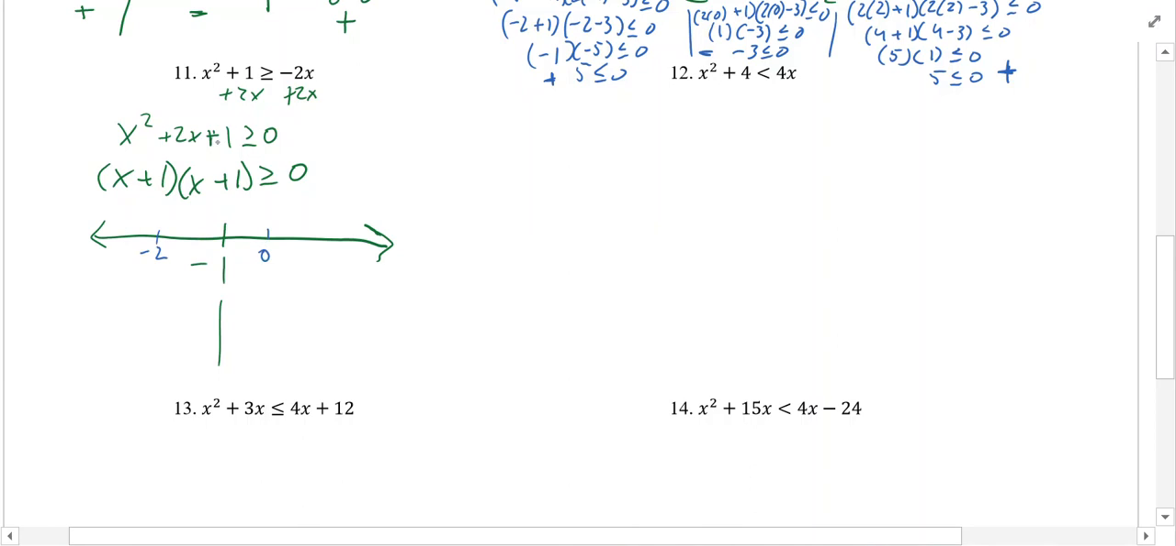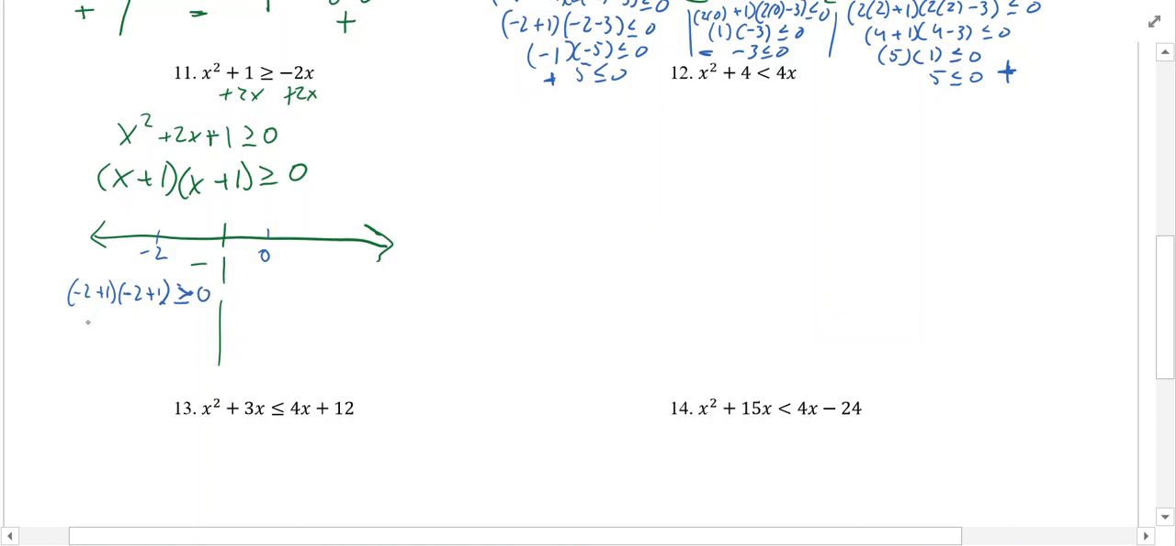And so remember, you can plug it into the trinomial that's set to 0 or the factored form. I'm just going to do the factored form. So here, I'm going to get (-2 plus 1)(-2 plus 1), which is -2 plus 1 squared, greater than or equal to 0.